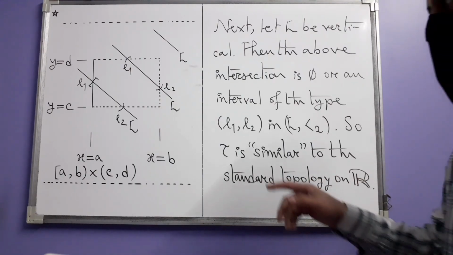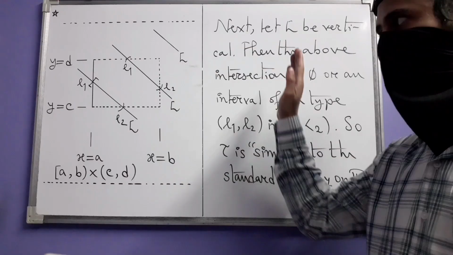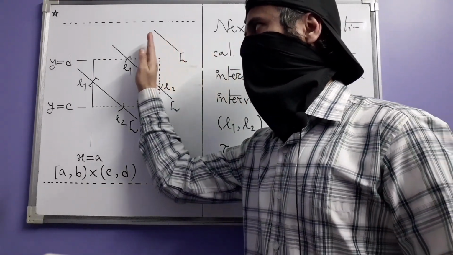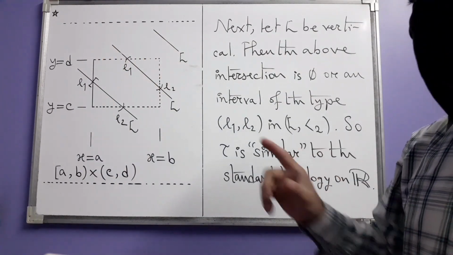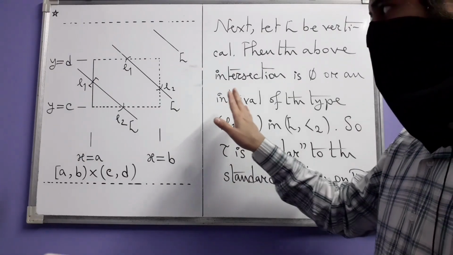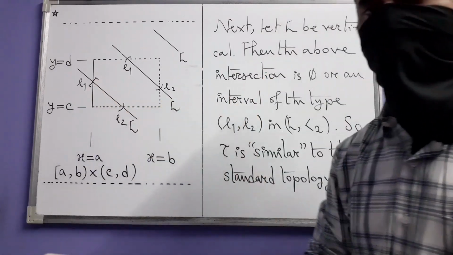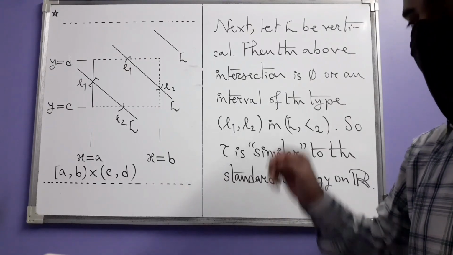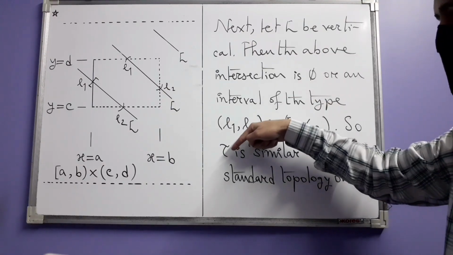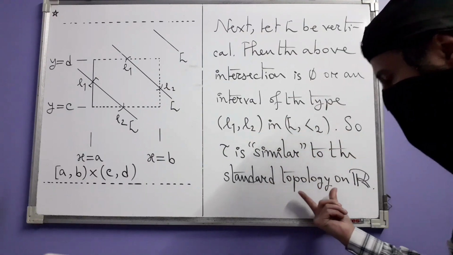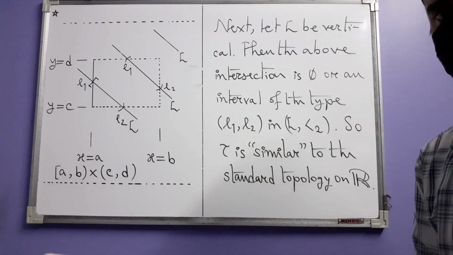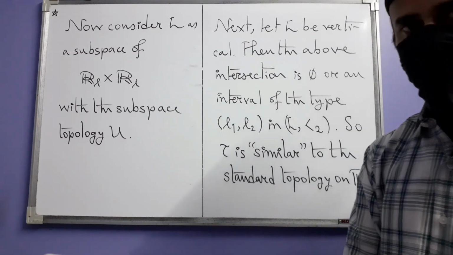And I leave it to you to figure out why that is the case. Think of sliding a vertical line, making it meet this region, and then try to think of the possible intersections. You will see that in this case, you will never get a closed-open interval. That type of situation won't arise in this vertical case. But then, this time the subspace topology is similar to the ordinary standard topology on R because of this type of interval. And then we go to case 2 in the exercise.